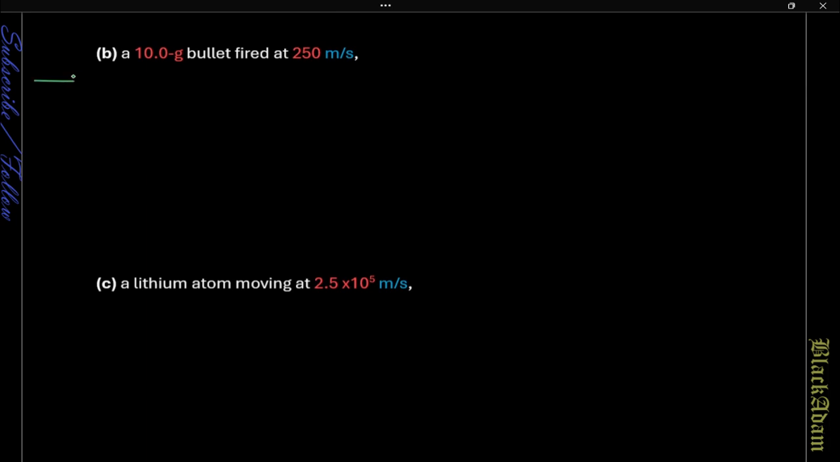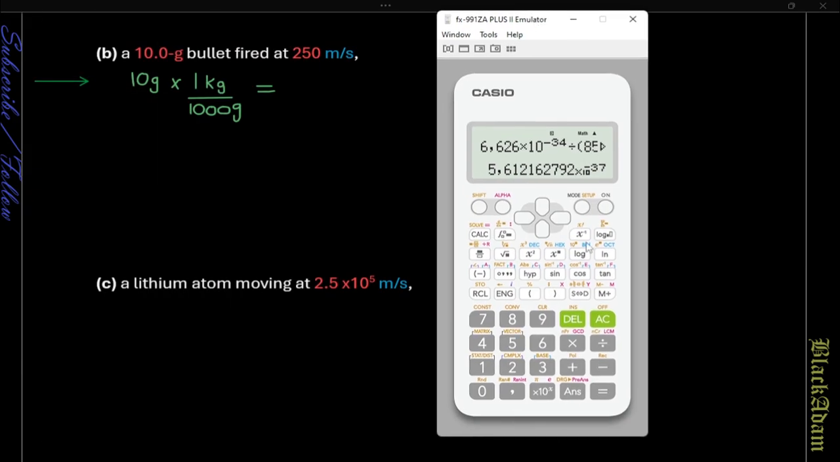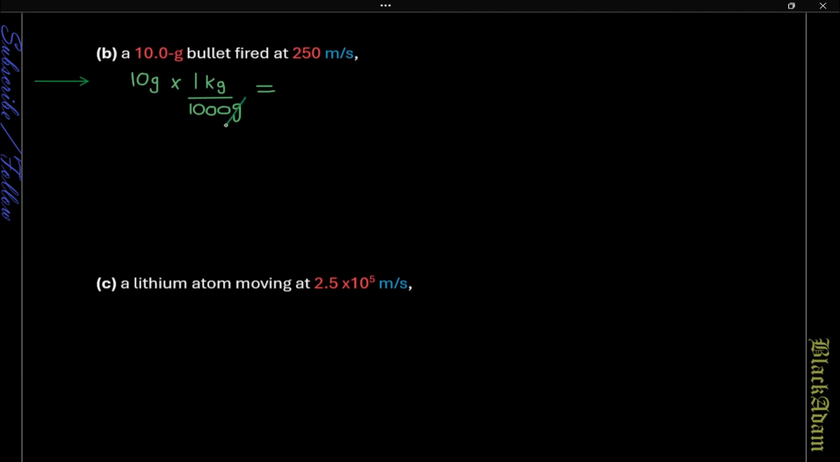Now getting to B, we have a bullet fired at 250 meters per second, and the bullet is 10 grams, so change that to kilograms. That's going to be 10 grams multiplied by 1 kilogram over 1000 grams, so the gram cancels out, and 10 divided by 1000 gives us 0.01 kilogram.